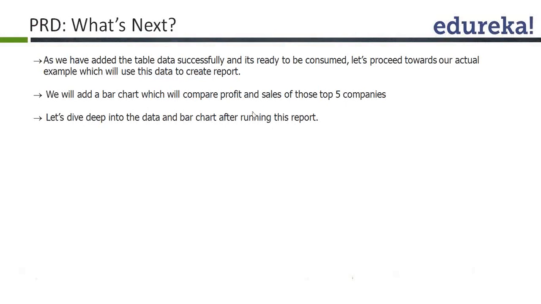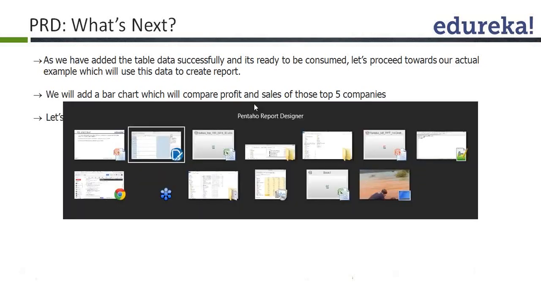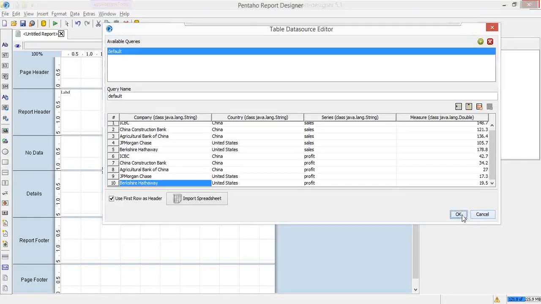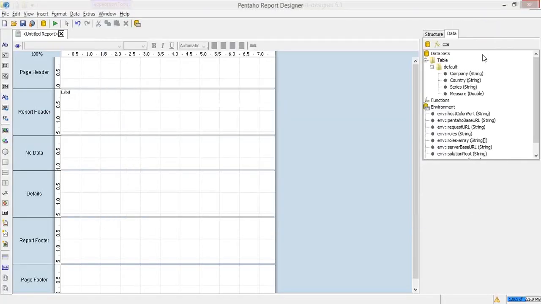Now you will click on OK and we will add a bar chart and we will define the series. So configure the bar chart in such a way that we can have 2 bars, one for sales and one for profit. So click on OK. So we are done with configuring the data part from the workflow. Now we will add the bar chart.